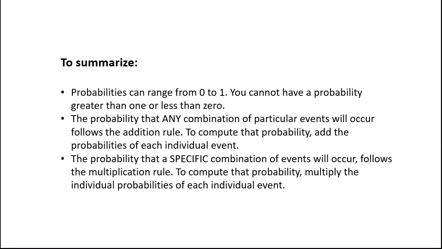So let's summarize. Probabilities can range from 0 to 1. You can't have a probability greater than 1 or a probability less than 0. The probability that any combination of particular events will occur follows what we call the addition rule. To compute that probability, add the probabilities of each individual event. The probability that a specific combination will occur follows the multiplication rule. To compute that probability, multiply the individual probabilities of each individual event. Multiply all those individual probabilities together.